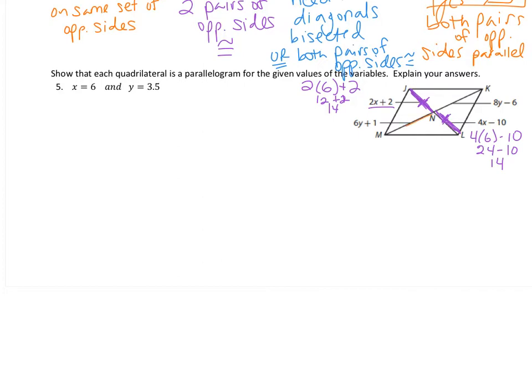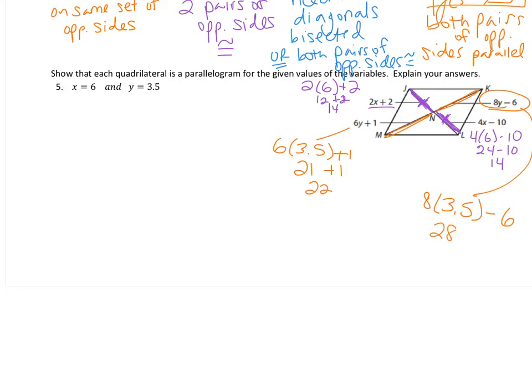I'm going to do the other diagonal, or my y values, in orange. So right here we're going to do 6 times 3.5 plus 1. 6 times 3.5 is 21, plus 1 more is 22. If I do this other one, I'm going to scoot it down here, down to below. So I've got 8 times 3.5 minus 6. 8 times 3.5 is 28. Minus 6 gives me a 22. So that tells me these other diagonals are also bisected.